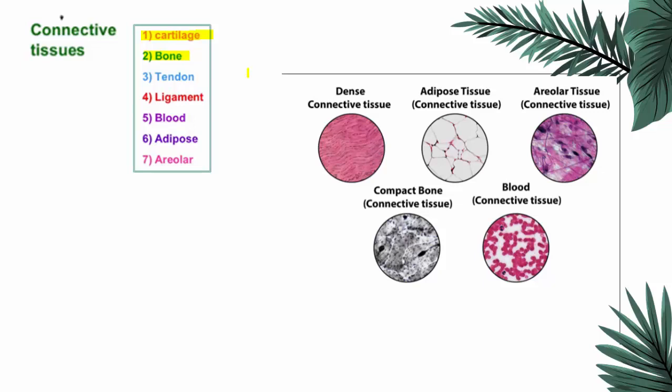Tendon and ligament are for joining, blood is the fluid connective tissue, and filling is carried out by adipose and areolar connective tissues. So here are the images. This is the dense connective tissue. This one is adipose tissue. It is the image of loose connective tissue called areolar connective tissue. This is the image of the bone, and this one is the image of the only fluid connective tissue present in the animal body, and it is blood.